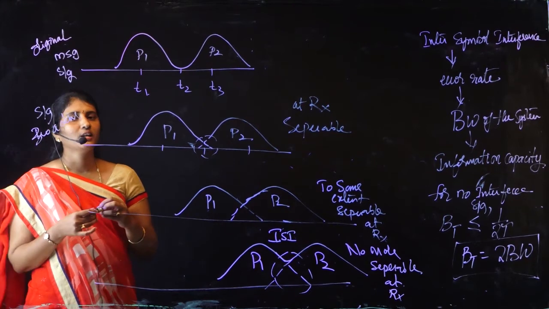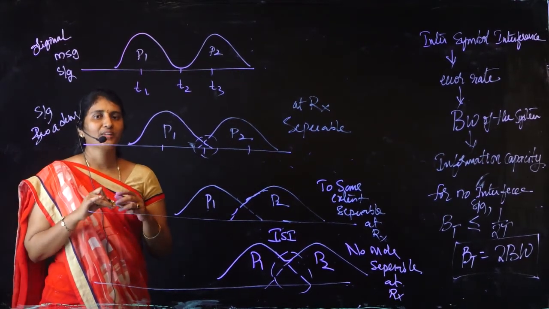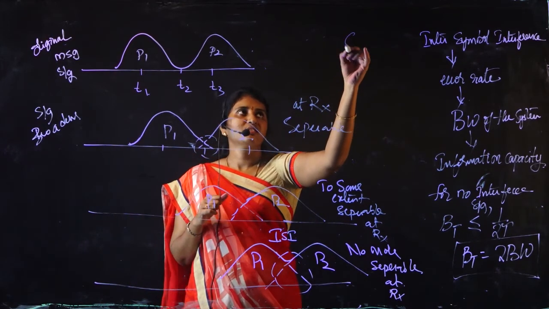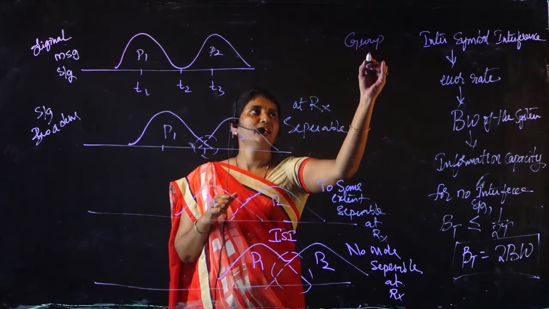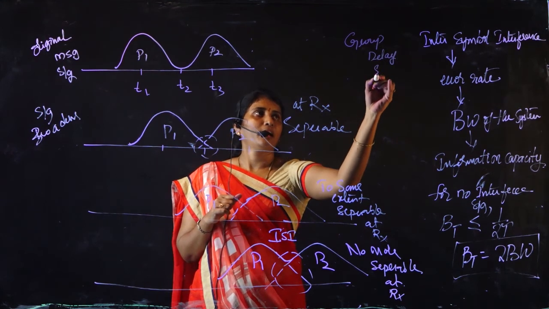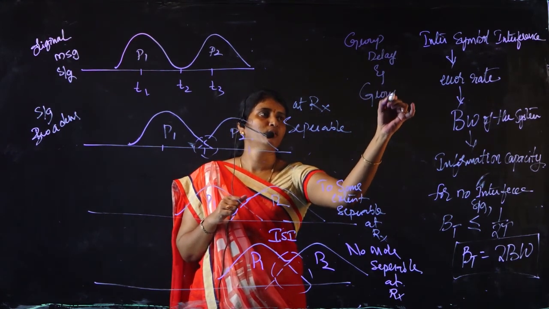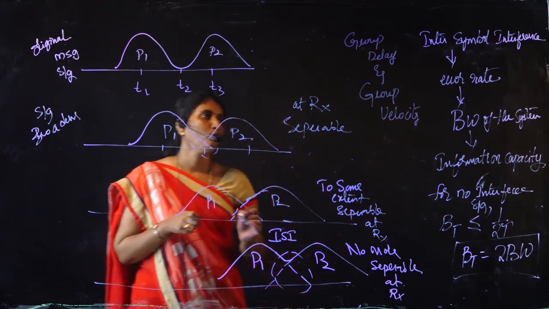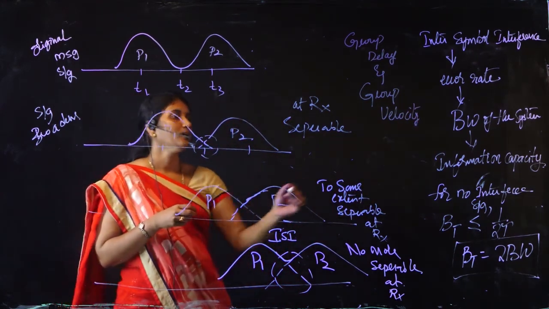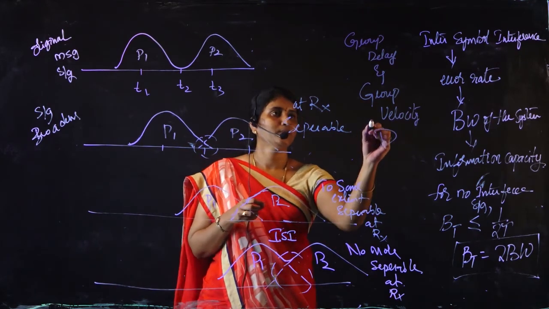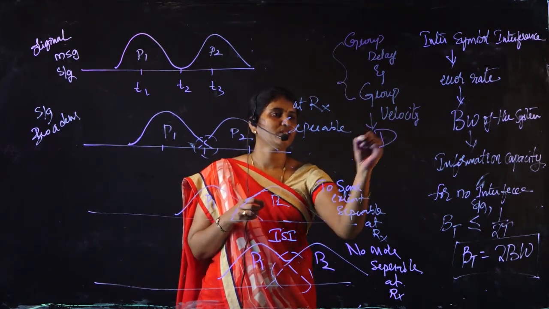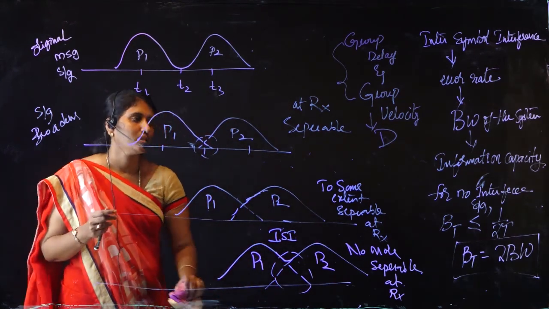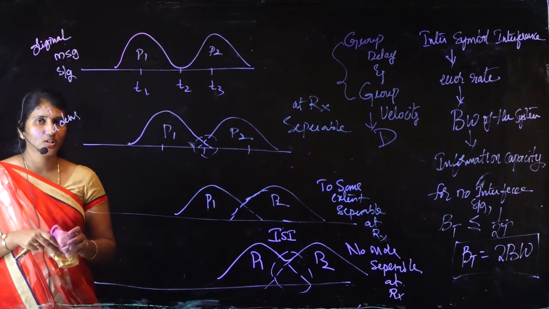So before going deep into dispersion, we have to know two terms, that is group delay and group velocity. These are the two terms that we must know, and how they are related to the dispersion factor D. How these two terms are related to dispersion, we have to know first before going on to learn what dispersion is, what the types of dispersion are, and all. Thank you.